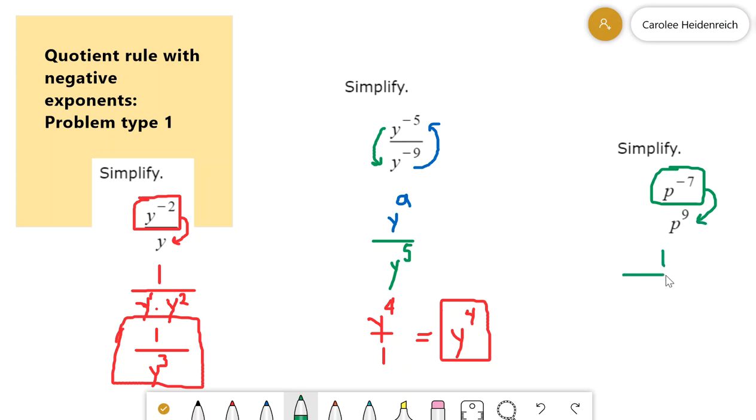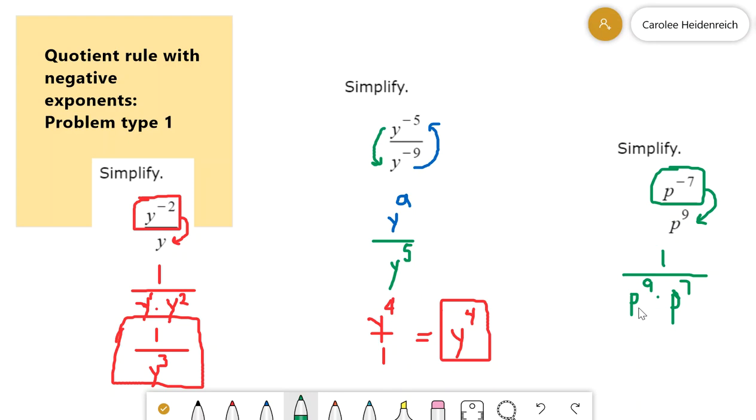So in the denominator, I'm going to have p to the 9th still, and I'm going to have p to the 7th, and it's a positive 7 now because I have moved that expression to the denominator to take care of the negative exponent. And I still have a 1 in the numerator. Remember, you need to have something left there if you move everything out of the numerator.